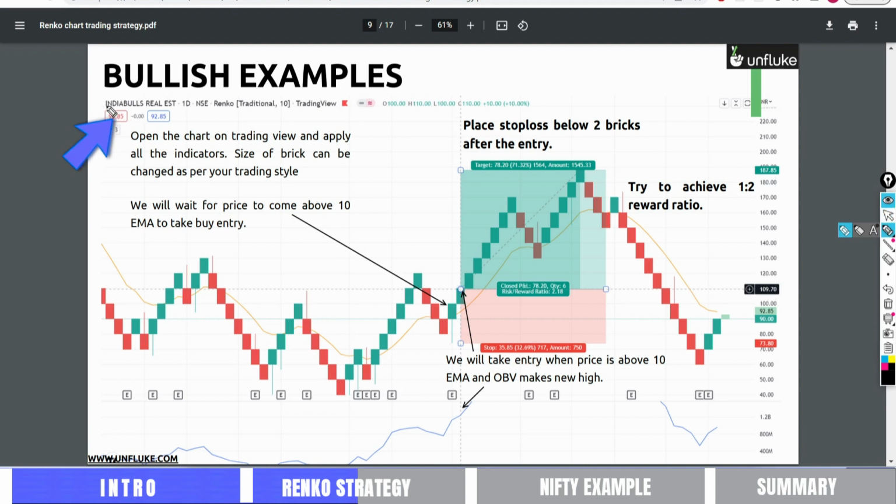I am doing it on India Wood Real Estate on a daily time frame. If you see the green RENKO here, it's above the EMA line. So my first condition is done. It's a green RENKO, and at the same time, the high of OBV is above the previous high. So this is telling me yes, that it can go up. So I can go for a buying trade. I can put this as my stop loss, and you can see I easily achieved 1:2 risk to reward.